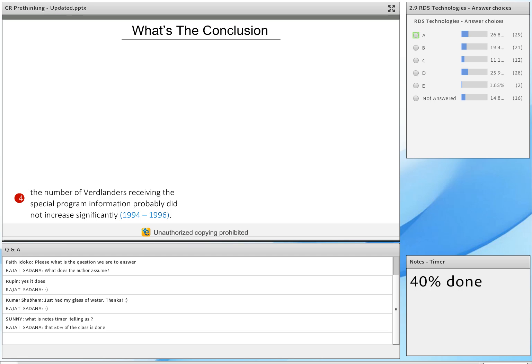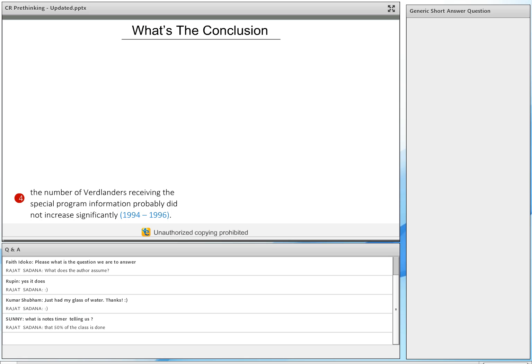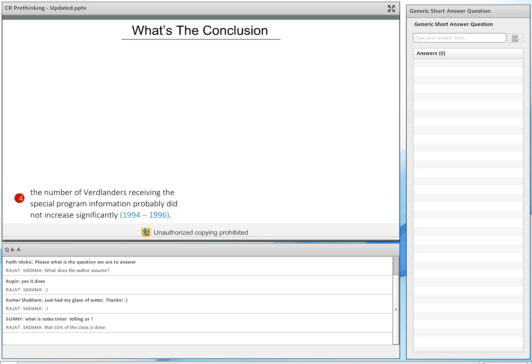The conclusion is fairly easy to identify. The last statement, statement number 4, is the conclusion, which says the number of listeners receiving special program information did not increase significantly in between those time periods. And here's where I want you to make sure that you observe this. If you just read this statement in isolation without worrying about anything else over here, you're going to notice three things.